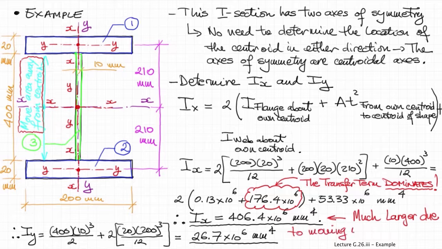You can see again that Ix is much larger than Iy, and this is because, of course, of the moving of the material away from the centroid in the y direction, so perpendicular to the main axis x of the section. So this is how the parallel axis theorem is being applied to calculating the moment of inertia for a composite section.